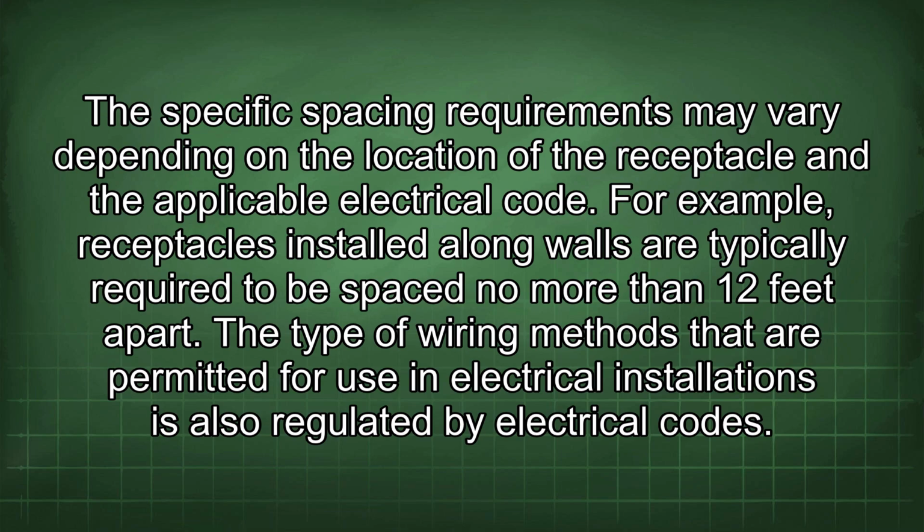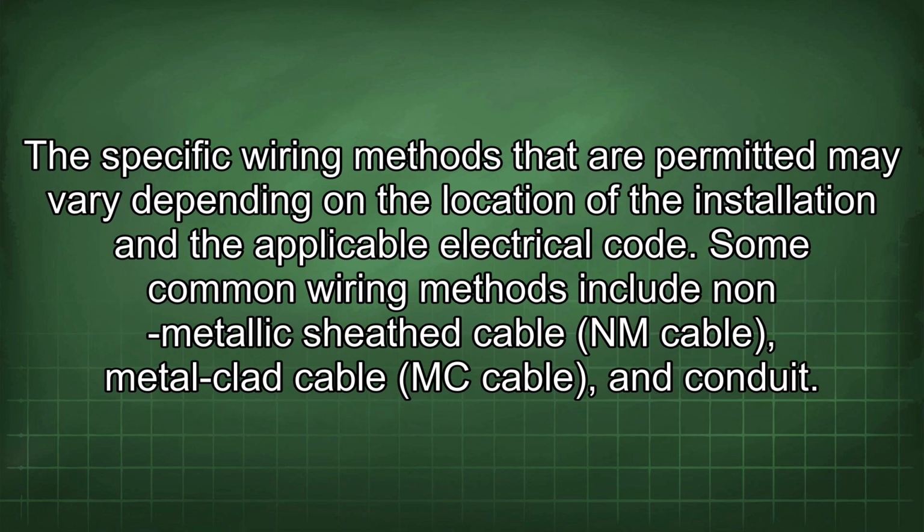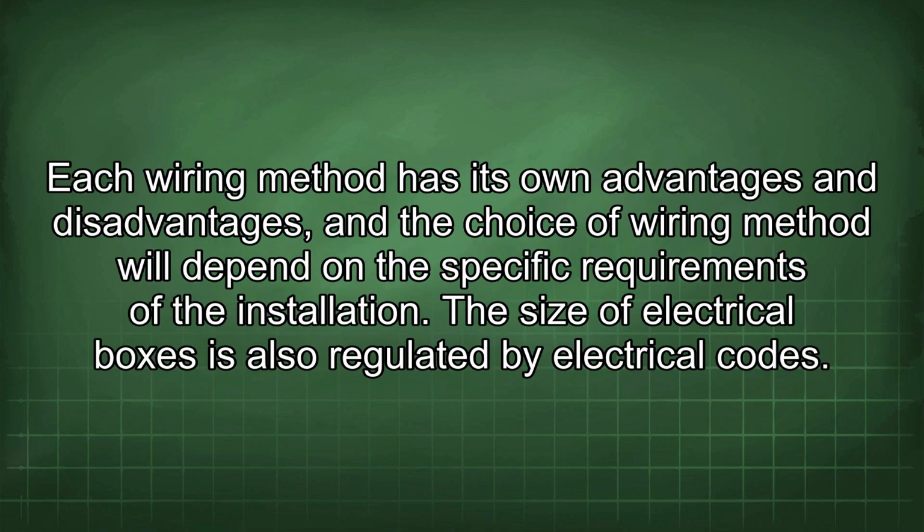The type of wiring methods that are permitted for use in electrical installations is also regulated by electrical codes. The specific wiring methods that are permitted may vary depending on the location of the installation and the applicable electrical code. Some common wiring methods include non-metallic sheathed cable (NM cable), metal-clad cable (MC cable), and conduit. Each wiring method has its own advantages and disadvantages, and the choice of wiring method will depend on the specific requirements of the installation.